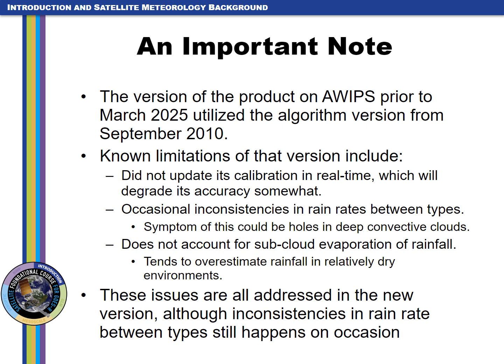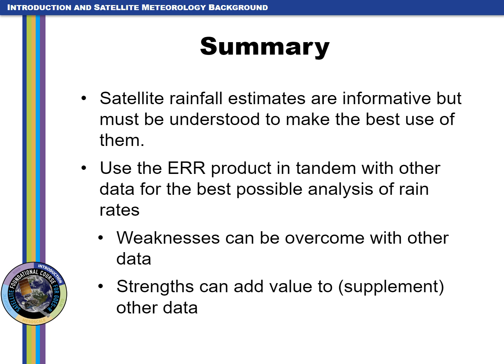Also, it did not account for subcloud evaporation of rainfall, which means it tends to overestimate rainfall in relatively dry environments. These issues are all addressed in the new version, although inconsistencies in rain rate between types still happens on occasion. In summary, satellite rainfall estimates are informative, but must be understood to make the best use of them.